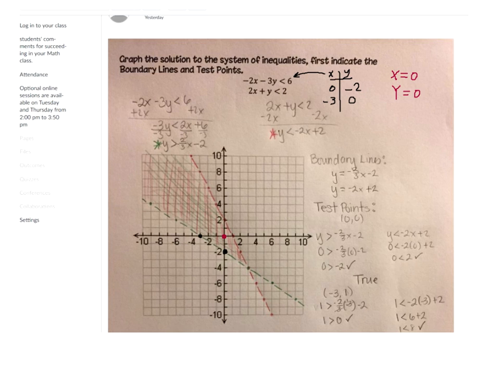So if I substitute 0 here and 0 here, then I would get 0 less than 6. Does it make sense that 0 is less than 6? Sure, 0 is less than 6. So it means the solution must be above this line. That's why we're shading the solution.